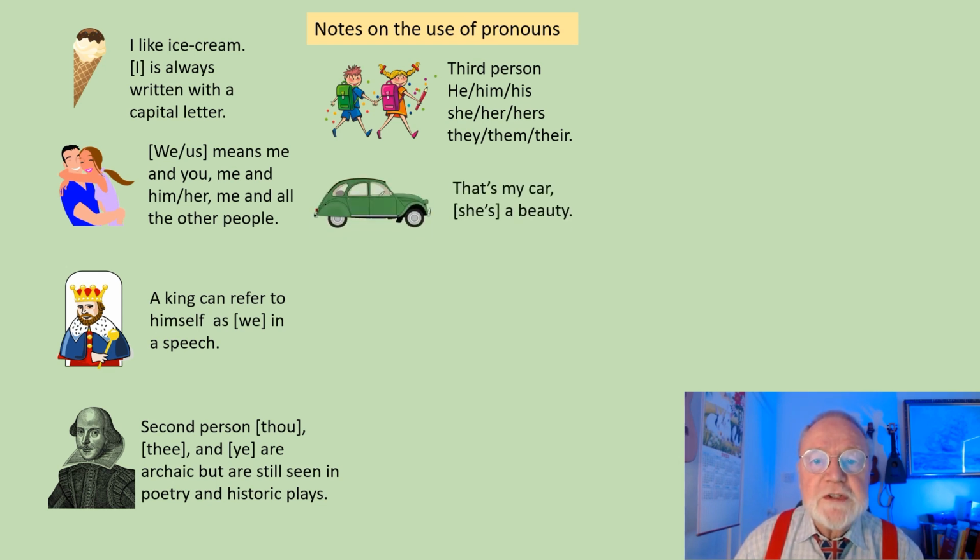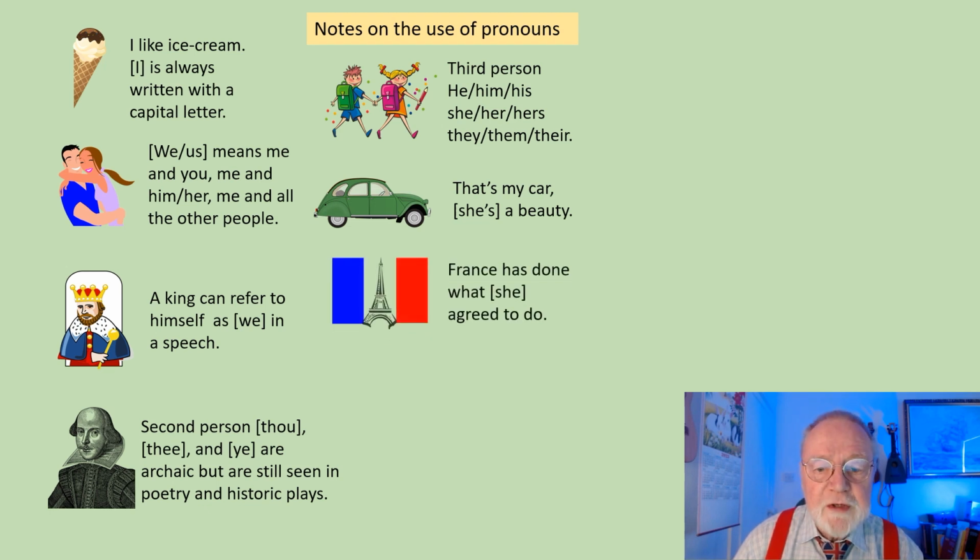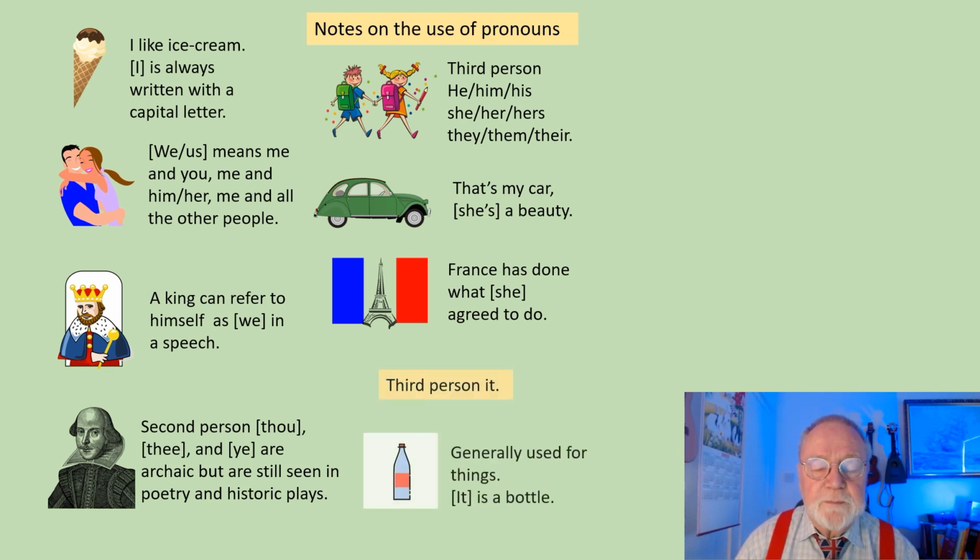That's my car. She's a beauty. Now you might find that unusual because I said we don't have gender in English nouns, but when we're talking about something like a car, a boat or an aeroplane, we will very often use the pronoun she. She's a beauty. And also for a country. France has done what she agreed to do. That's a very common thing in diplomatic speech.